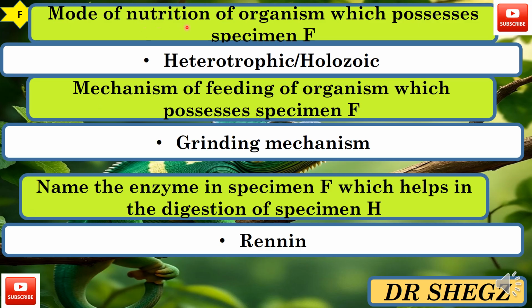What's the mode of nutrition of organisms which possess this particular specimen? It's holozoic or heterotrophic mode of nutrition. Mechanism of feeding is grinding mechanism. Okay, we asked this question before, and of course renin helps in the digestion of milk.